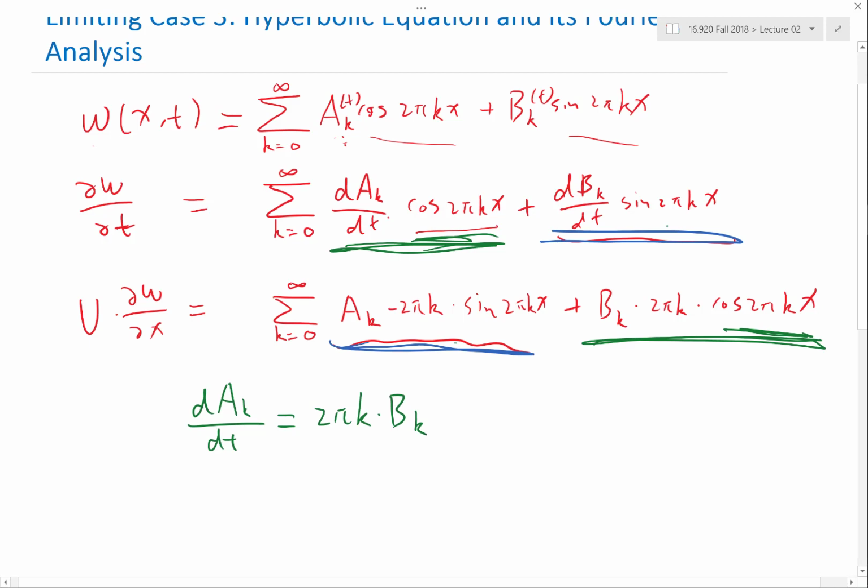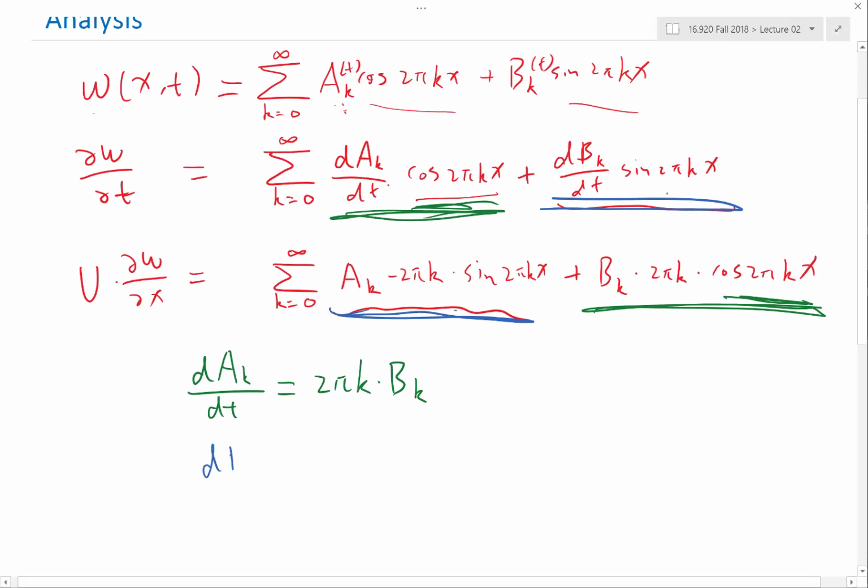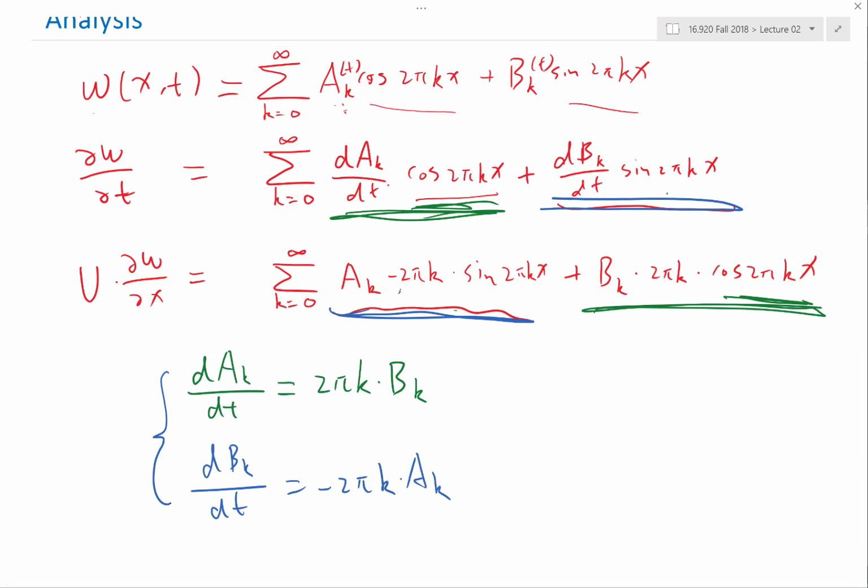And then we do the blue term. The blue term is going to give me dbk dt is equal to, don't forget the minus, 2 pi k times ak. Now this is probably also a very elementary ordinary differential equation for you guys to solve, right? So anybody recognize this equation, and how do you solve it? What's the solution to this equation?